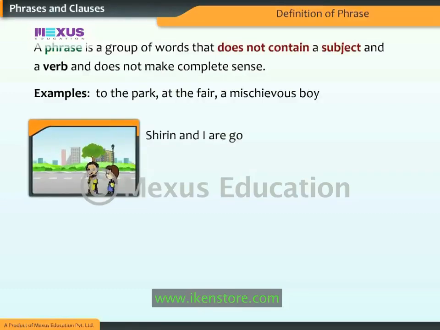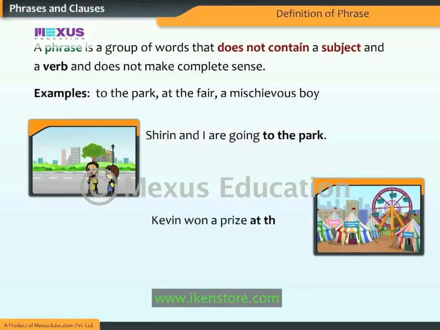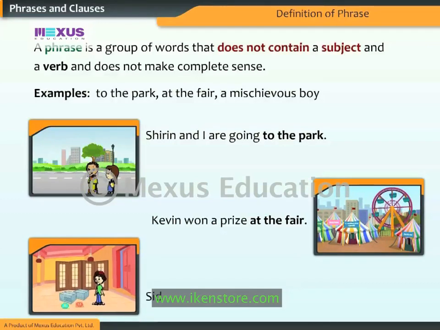Shireen and I are going to the park. Kevin won a prize at the fair. Sid is a mischievous boy.